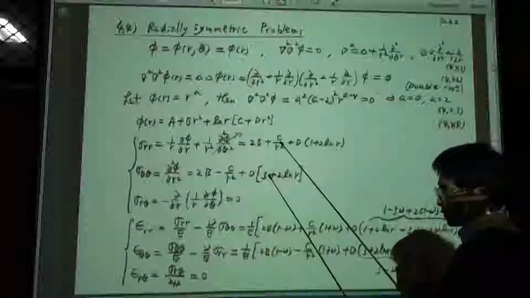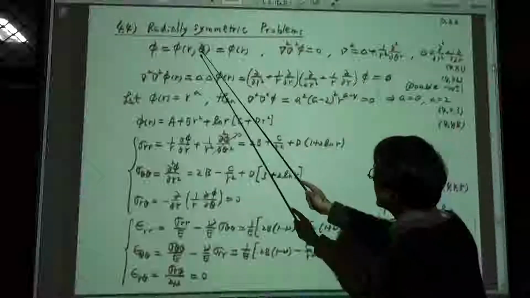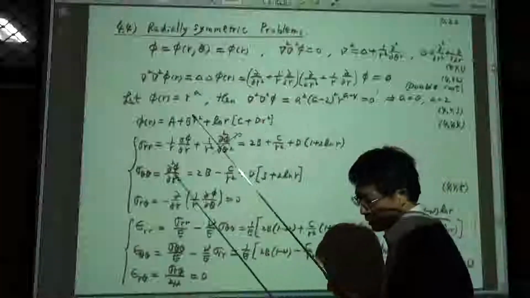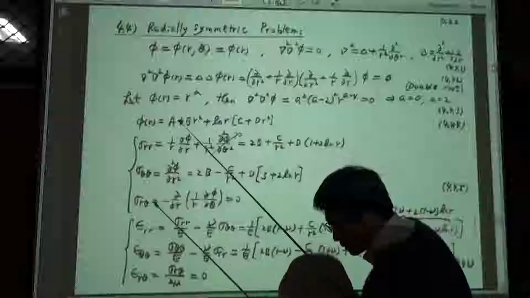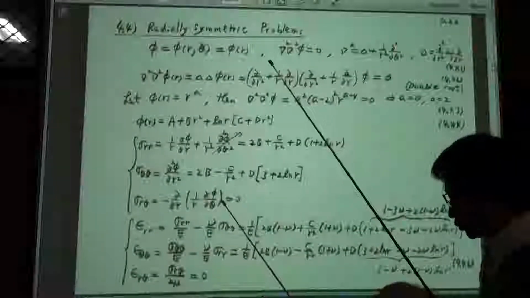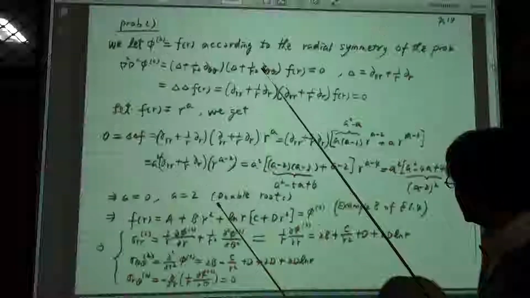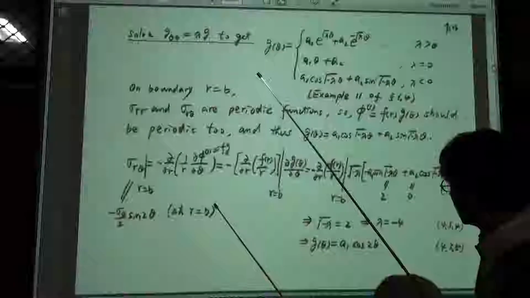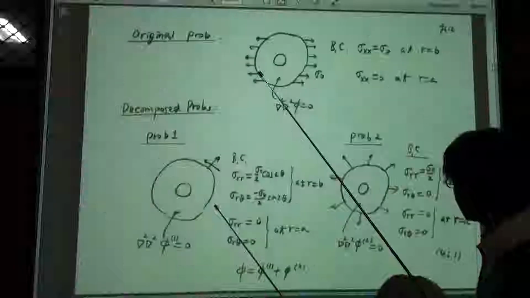In this section, we talk about the axisymmetric problems. What does this problem come from? This problem has some special shape. Let me give you the previous example. This one.